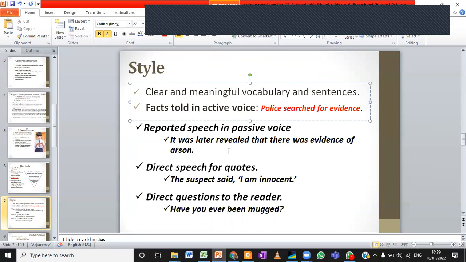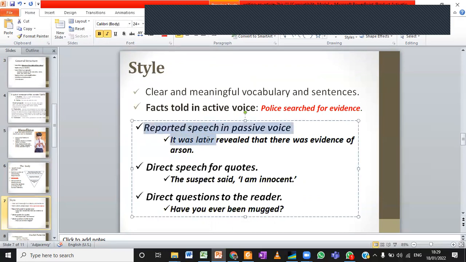But when you want to explain, you can now start using reported speech. Okay. The evidence was later discovered in his room by the police. You get that? You do that in your explanation. Also, when you want to quote, please use direct quotes. When you want to quote to back up your facts, use direct quotes, okay? Direct speech.